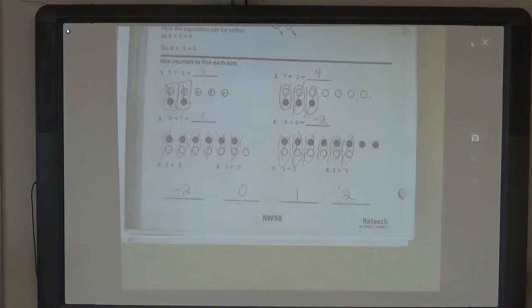1, 2, 3. 1, 2, 3, 4, 5. No, we don't put a plus in front of it. When you're just writing numbers, you don't write a plus sign in front of them unless they're adding. Okay? Alright, go to the back side.